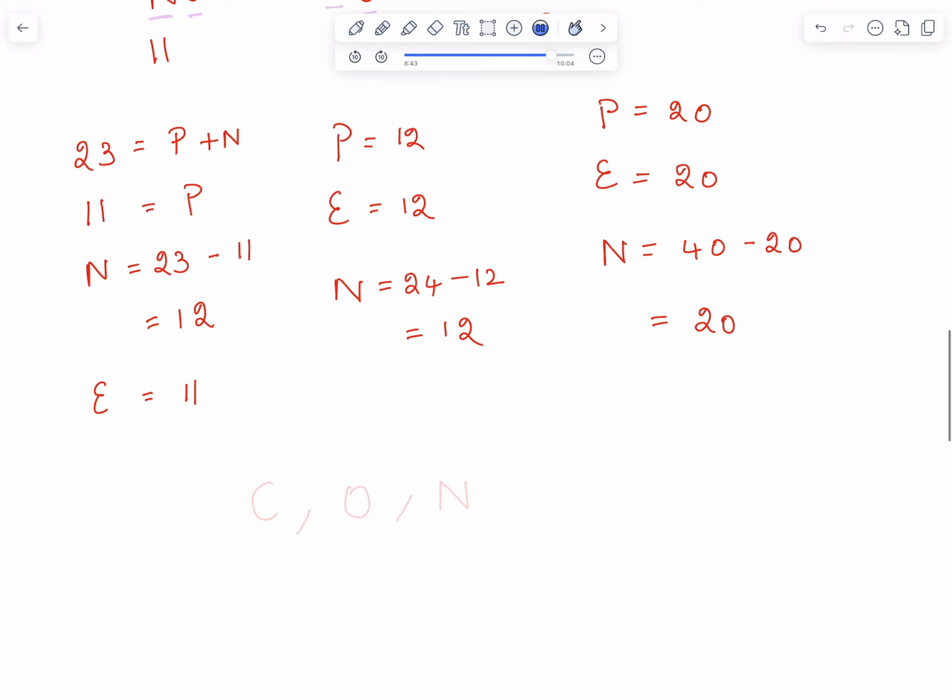So this is how, fams, all of you have learned today to calculate the number of protons, electrons, and neutrons. And also you've learned about all 3 subatomic particles and how to represent chemical symbols.